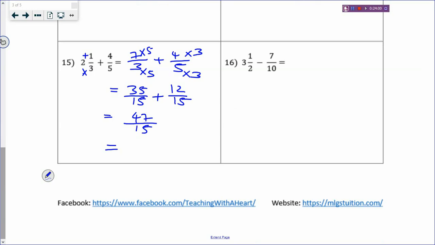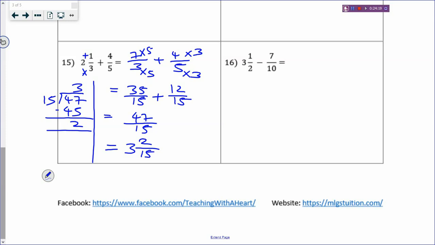And how to change back into a mixed number? You do your long division or do your dividing. 47 divided by 15. So 3 times 15 is 45, and your remainder is 2. So what's your mixed number? 3 and 2 out of 15.